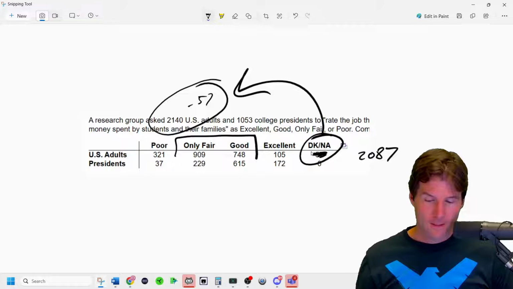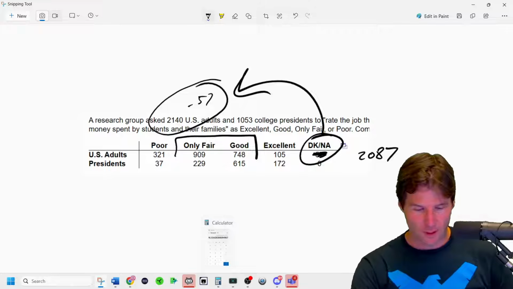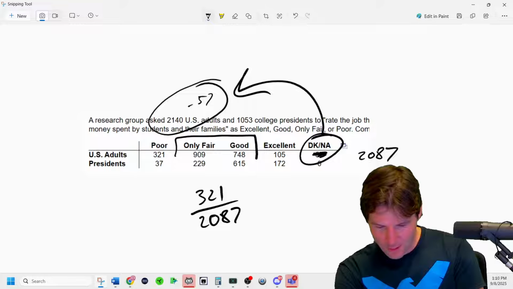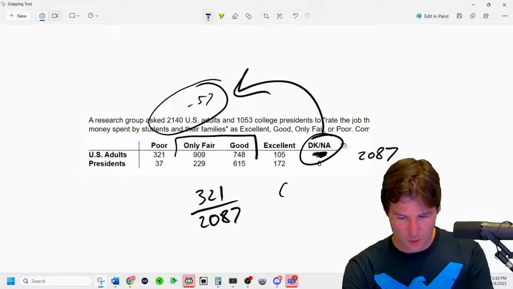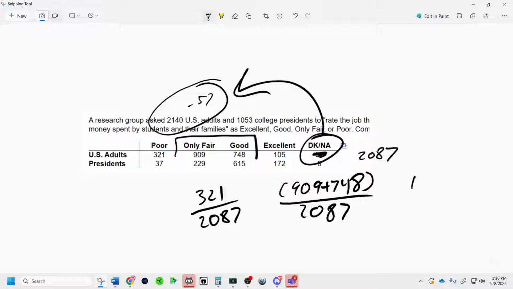So we're just going to divide these numbers. We can do it right here on this screen, right after this problem. So we're going to do 321 divided by 1087. Those have to be added, so we'll do 909 plus 748. That's the bulk of it, 2087. And last but not least, 105 divided by 2087.